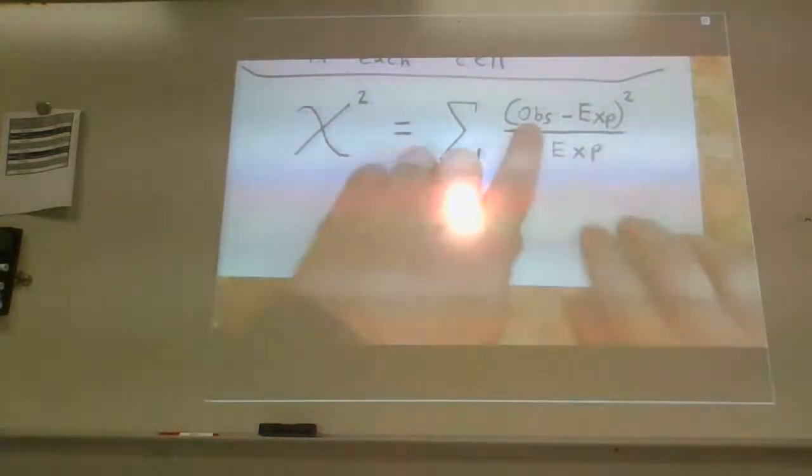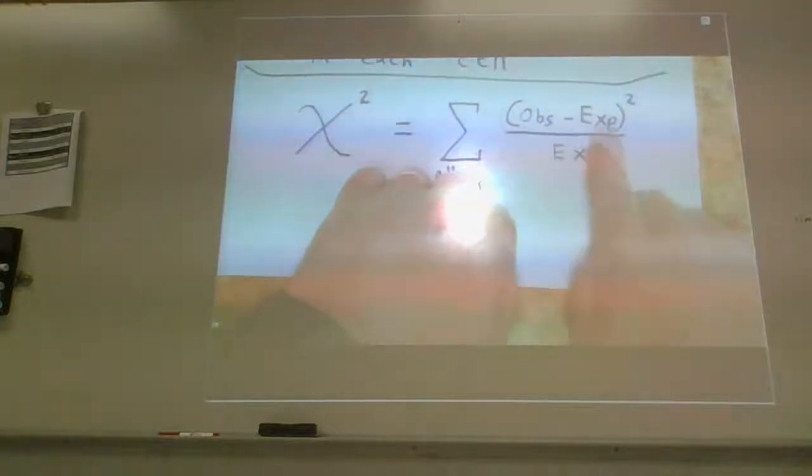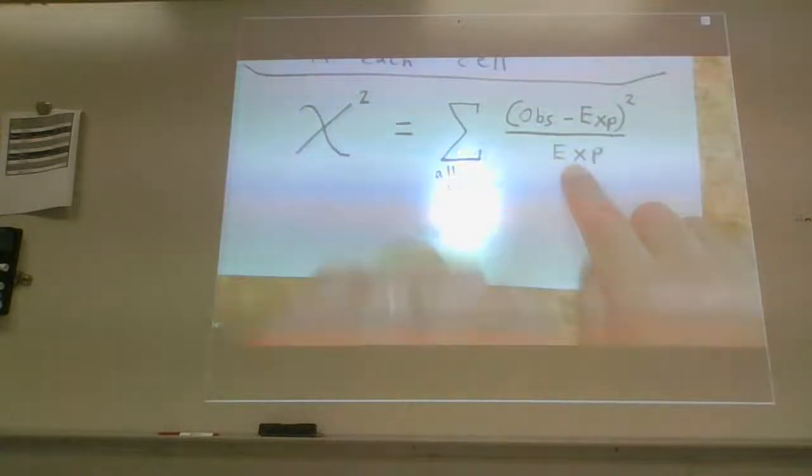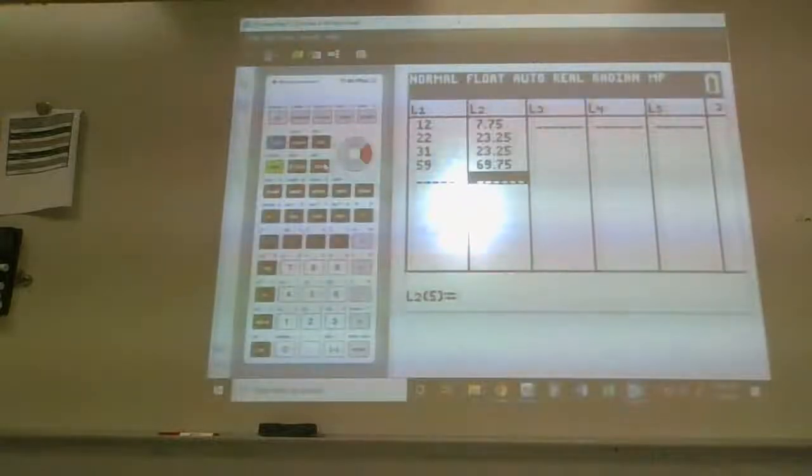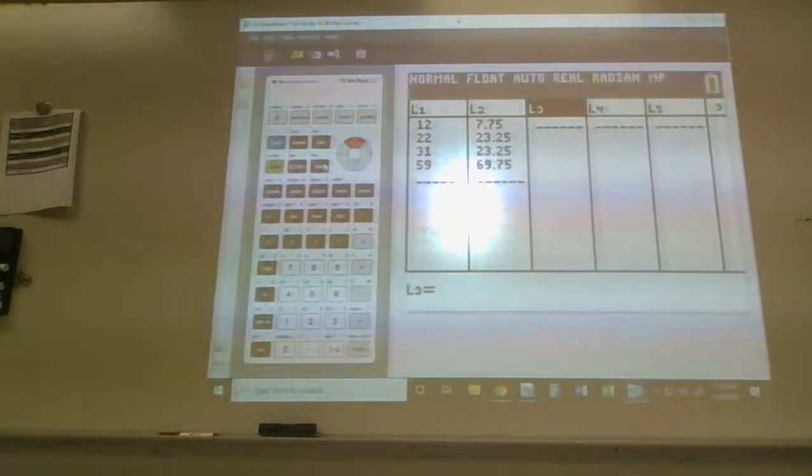Now, observed is L1. Expected is in L2. So in your calculator, you need to make sure you know how to do this. Go up and highlight L3 like that. Parentheses. Now I need to get L1 in there, so I'm going to hit second L1 minus second L2, my expected counts. Close those parentheses.